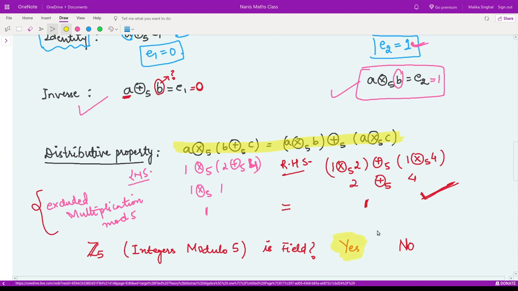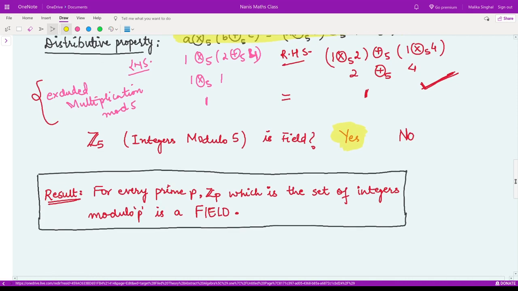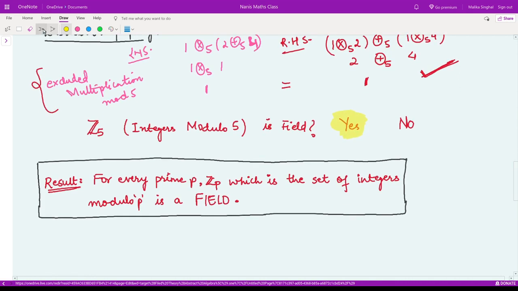And why do we do all this? Because here's a result corresponding to this, that for every prime number p, and 5 is a prime number, right? This set of integers mod p is a field. So this is the property, and you should remember that for every prime p, the set Zp, integers mod p, is a field.